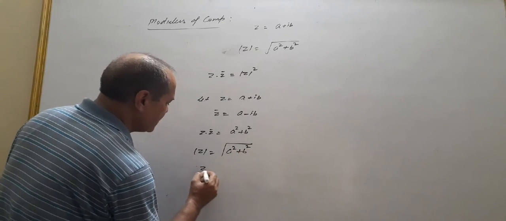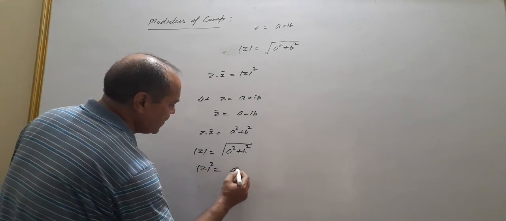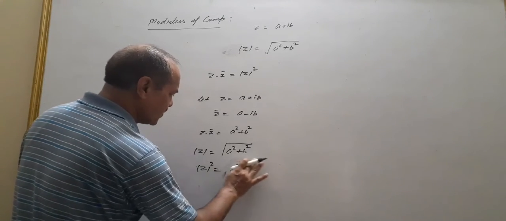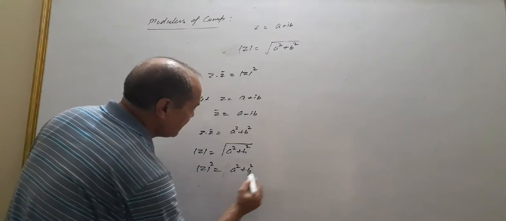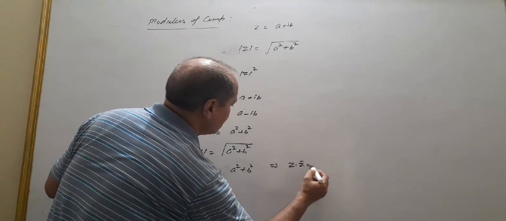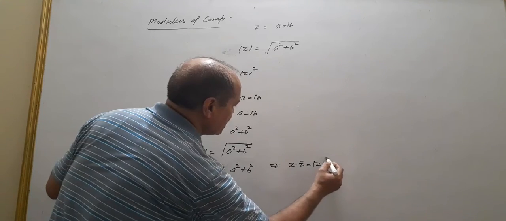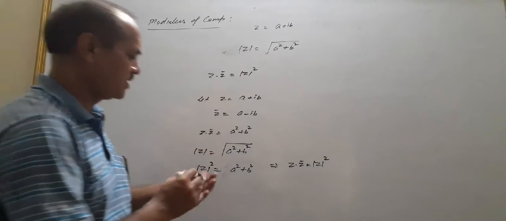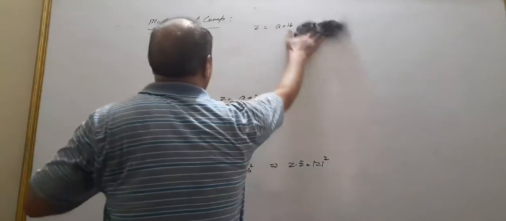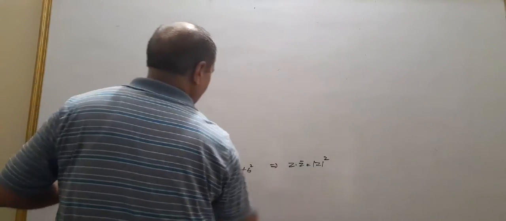By squaring, z mod square is equal to a square plus b square, this whole square, that is this remains this, that implies z times z bar is equal to z mod square. So this is the very important result. You have to remember this. Now in the next lecture I will solve the questions related to this.